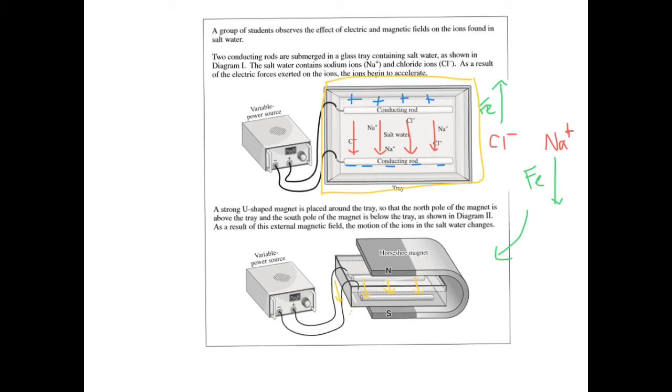Okay, so that's this week's assignment: talking about what's happening in this diagram. We have the sodium and chloride ion now in this tray. They're still moving because of that electric force, but now you're going to be using your hand rule in order to analyze the magnetic force experienced by those ions as they move through this external magnetic field. That's what this week's assessment is based off of.